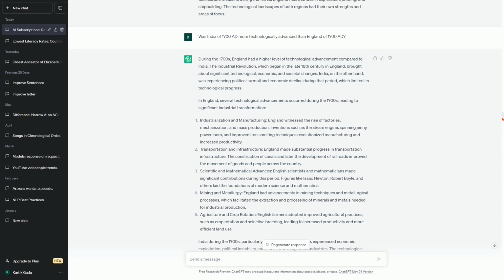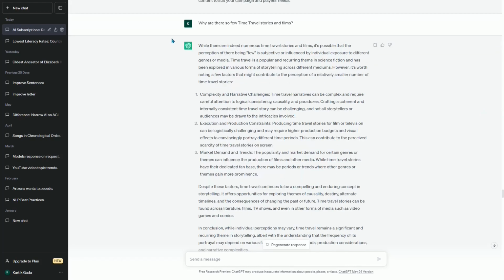Okay, now we'll go to another type of question. Why are there so few time travel stories in films? Time travel happens to be my favorite genre of fiction, and there are very few good stories and films about it. The ones that are good are very good, but there are very few because it's quite difficult to make a really good time travel film or even write a really good time travel novel. Why is that? So it gives a good answer.